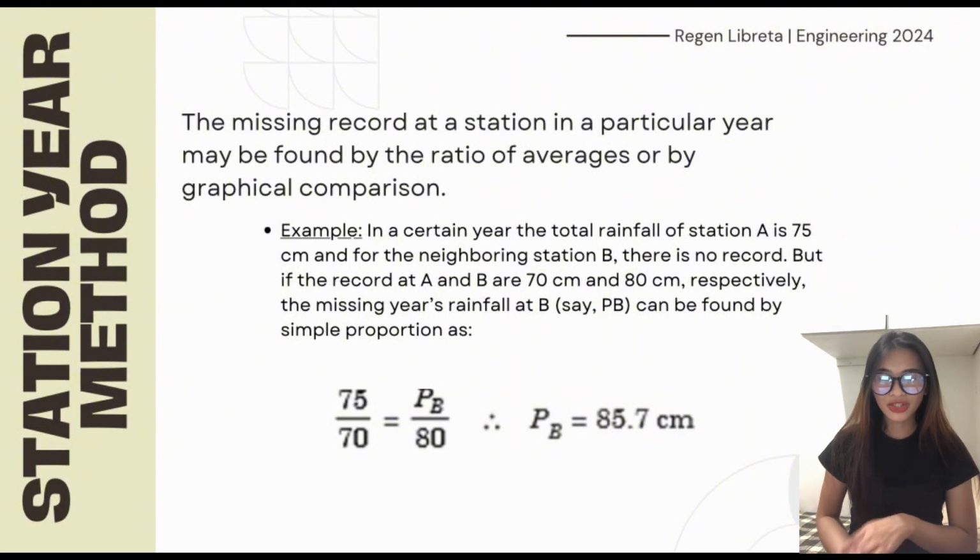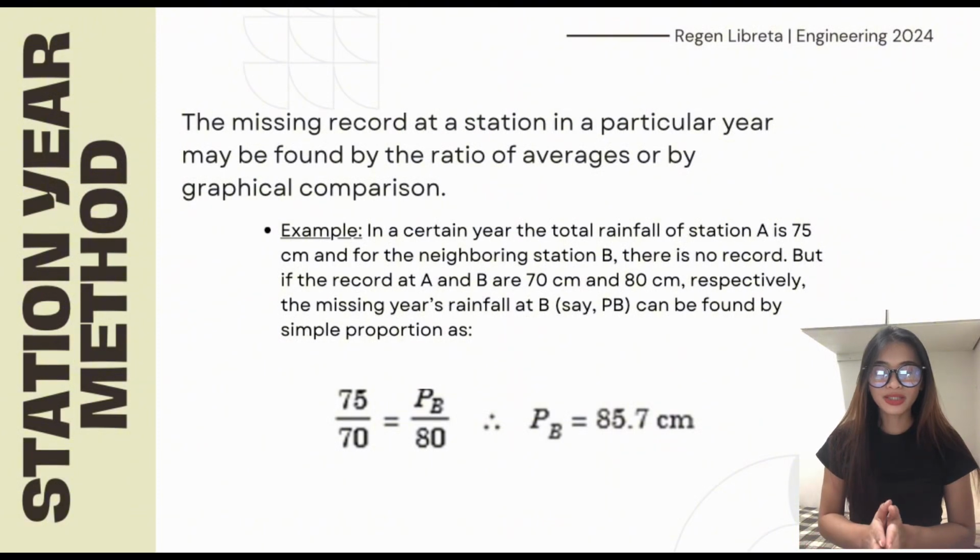In the station year method, two or more stations are combined into one long record. For example, a weather station has complete data for 10 years, so it contributes 10 station years. And in this method, we use the ratio and proportion method to find the missing data. So we have an example.